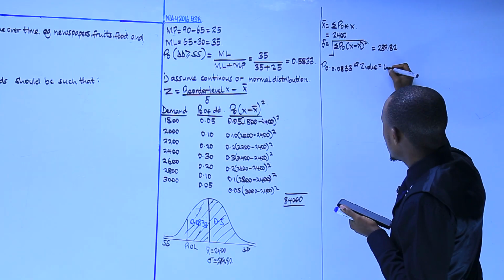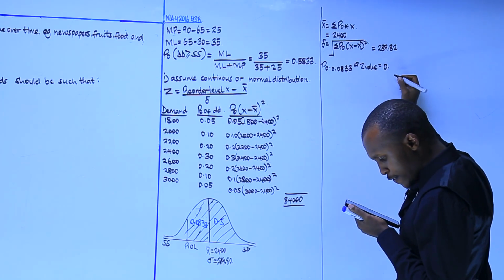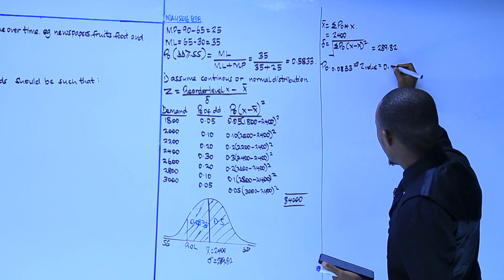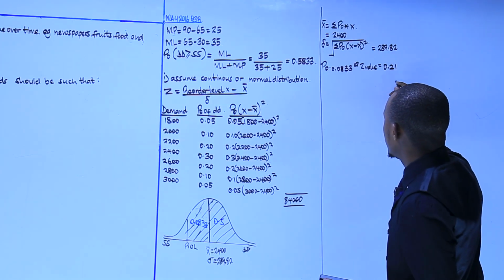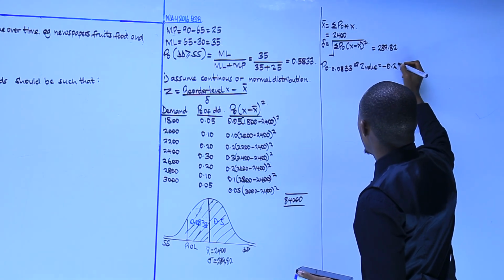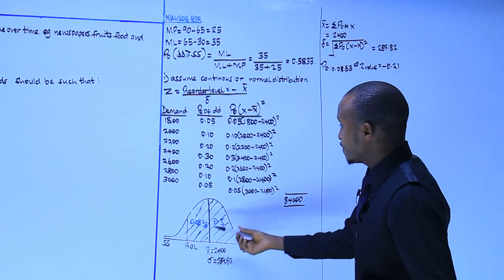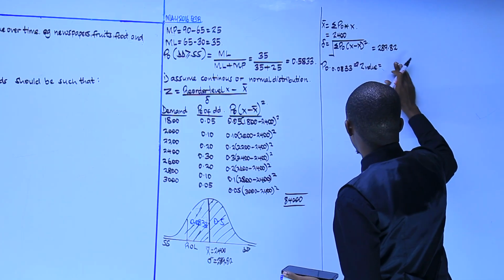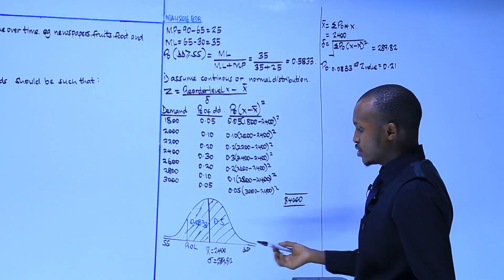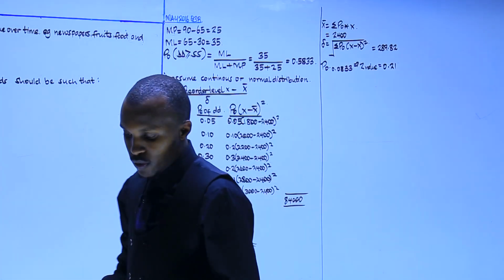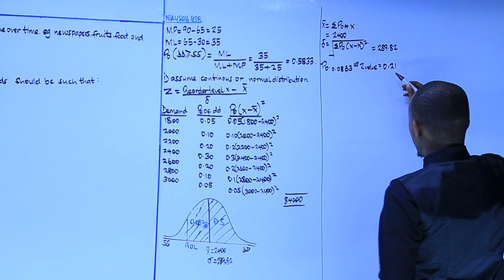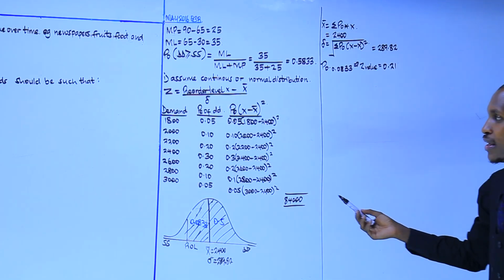You can say 0.21, and this should be negative. Why? Because it is to the left of the mean. So when we are inputting it, we will have it as a negative, but let me write it there as a positive. Now we have everything here.